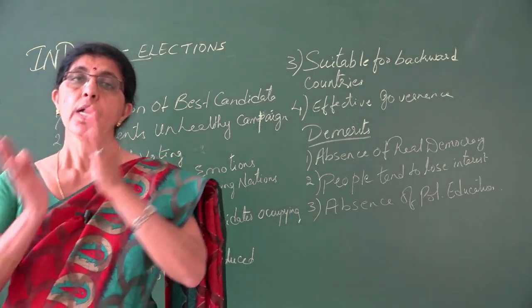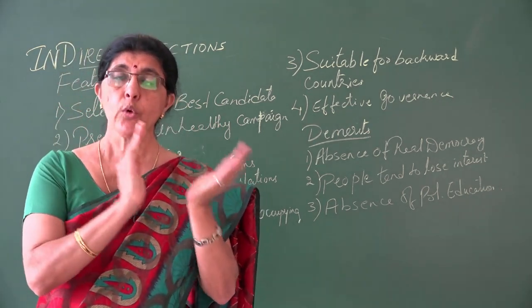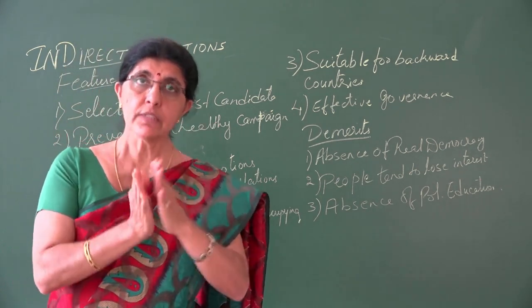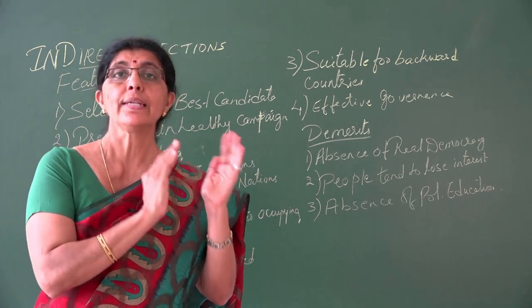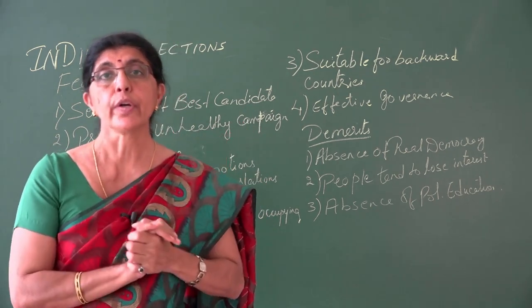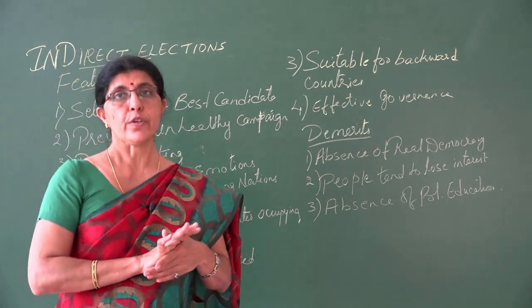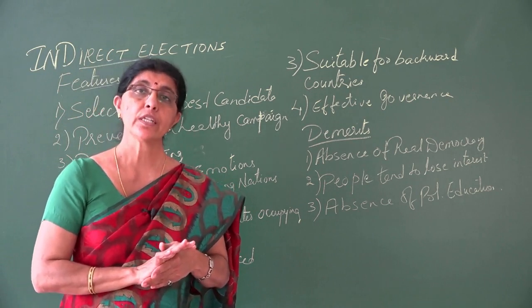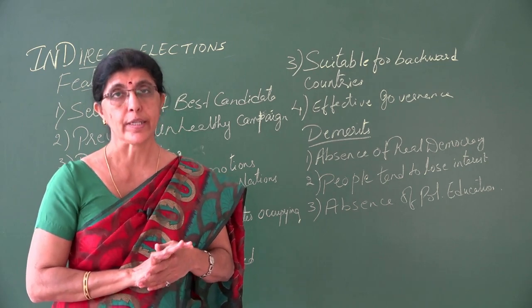The voters elect their representatives. These representatives from the lower house as well as the upper house form the Electoral College. This Electoral College elects the representative, and that is the President of India. In the same way, the members of the Rajya Sabha are elected indirectly. Members of the State Legislative Council are also elected indirectly.